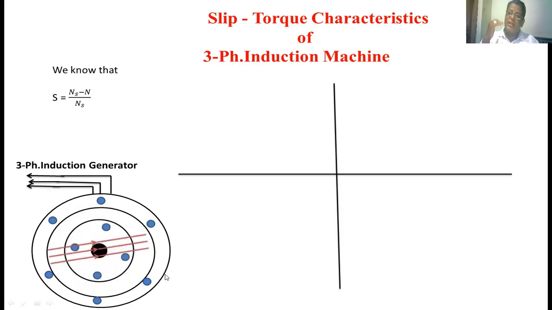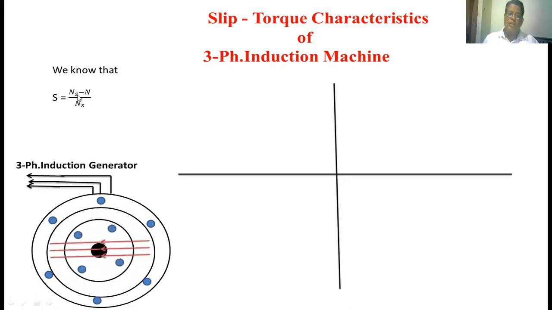The direction of the stator current also changes. Once the direction of the current changes in the stator winding, the current passes in this manner, and now the stator is giving electrical output. So from this equation, we can say very easily that S equal to (Ns minus N) by Ns.